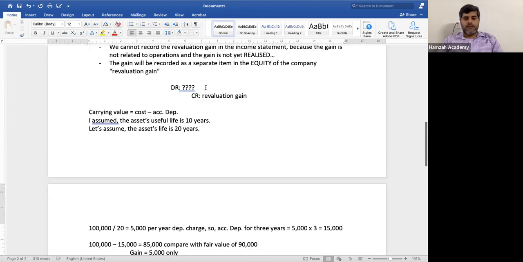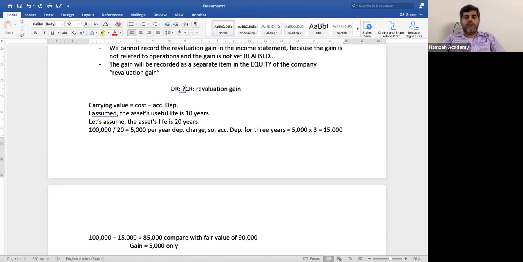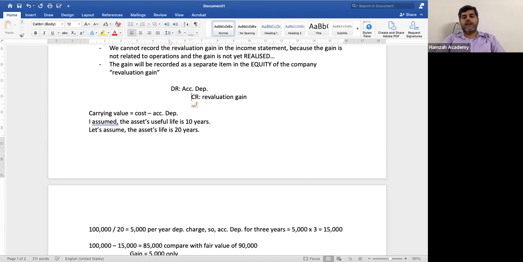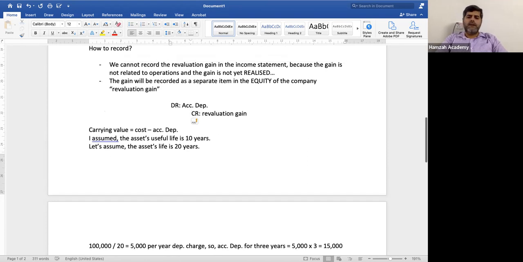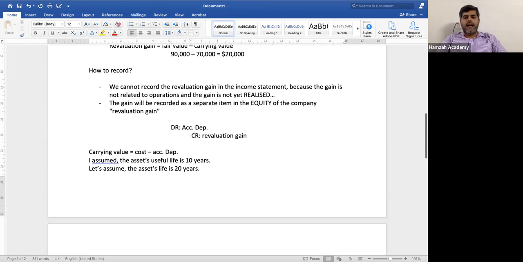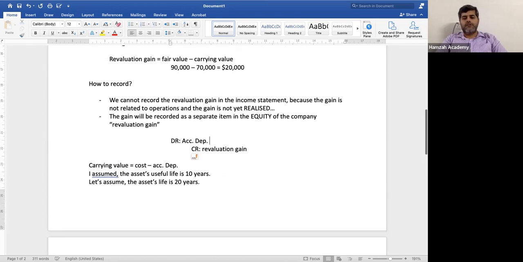So what does it mean? It means I am going to debit accumulated depreciation over here, and then I am going to credit my revaluation gain, and the gain is over here for like 20,000. So 20,000 is going to be recorded here, and 20,000 is going to be recorded over here. So I have to debit my accumulated depreciation.